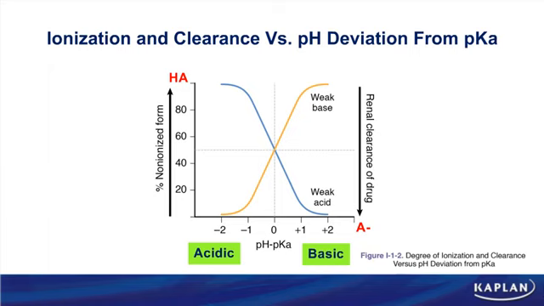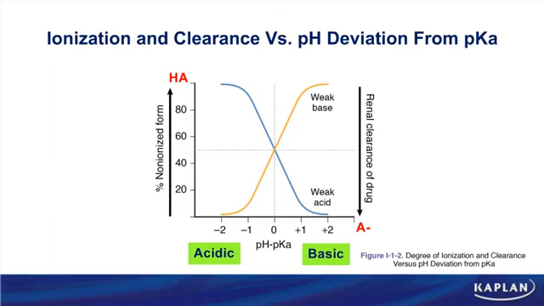So I go from a state on the far left where I'm highly non-ionized, HA, to on the far right where I'm highly ionized because the pH has gone up and the hydrogens have been removed. If you look right in the center of this graph, what does it mean when pH minus pKa equals 0? Obviously that means that pH and pKa are the same, and therefore you're going to have a 50-50 relationship. 50% of the drug is ionized and 50% is non-ionized.